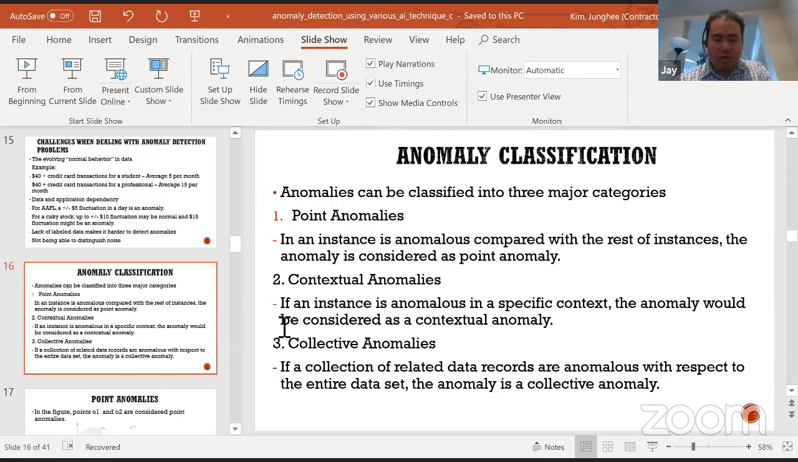For that, the anomaly is not happening very often, so getting labels is not very easy. But it's possible. So I will talk about what kinds of techniques can be applied with classification here. Point anomalies, contextual anomalies, and collective anomalies. I will talk about that in the next slide.